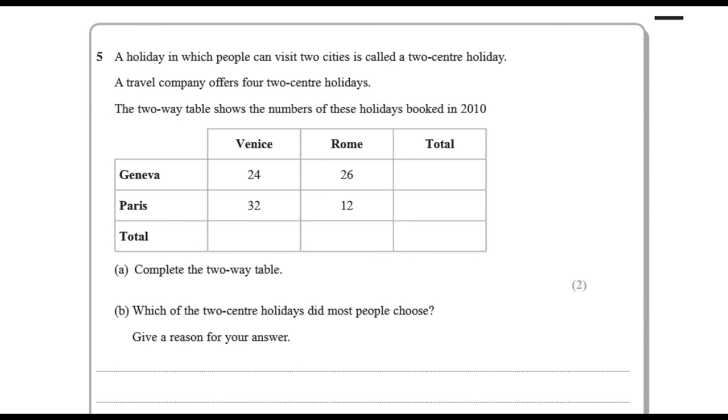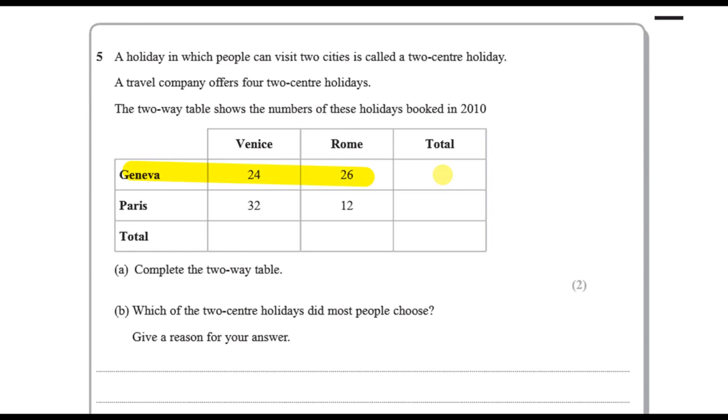The totals, you have to go across in a row to get the total here, and in a column to get the total here. Okay, so let's go for the row one first, and we're going to be going to Venice and Rome.